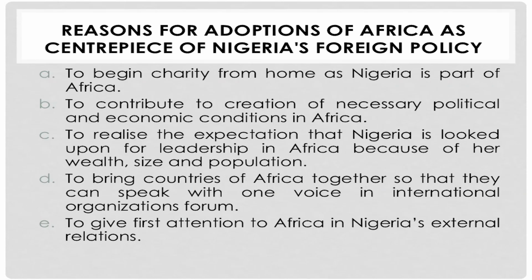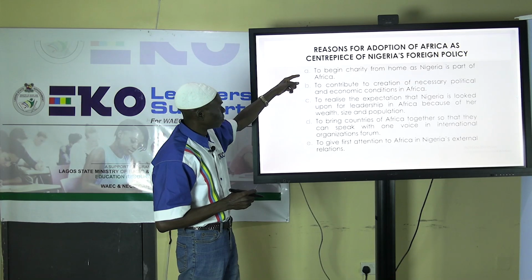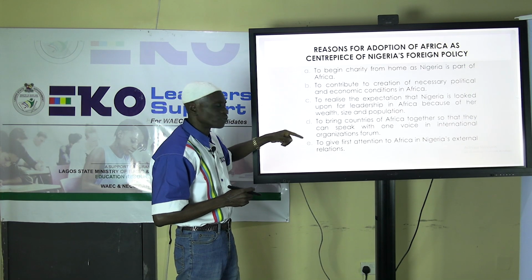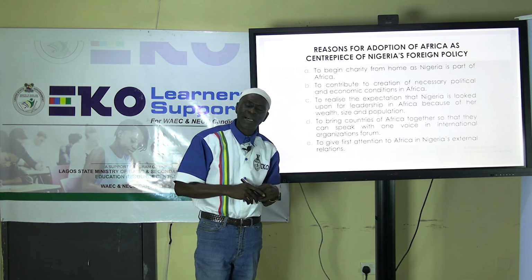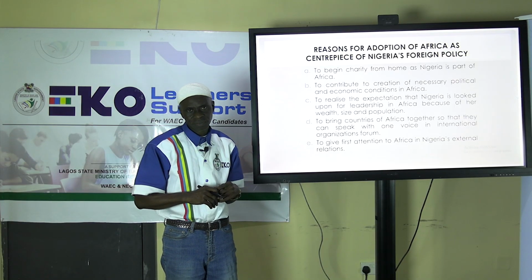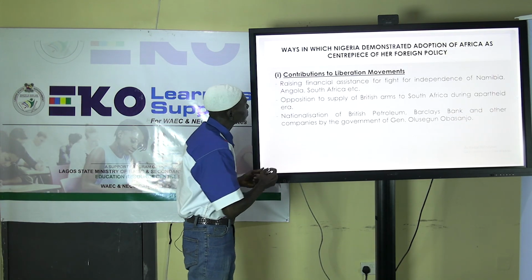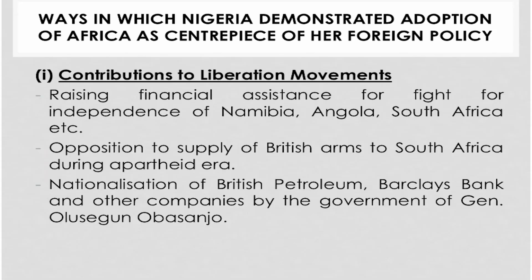Then to give first attention to Africa in Nigeria's external relations, we have said charity begins from home. First attention must be for Africa in our external relations. Now let's look at how Nigeria has demonstrated this. Since 1960, Nigeria has been fighting tooth and nail to make sure Africa is number 1 in its foreign policy affairs.